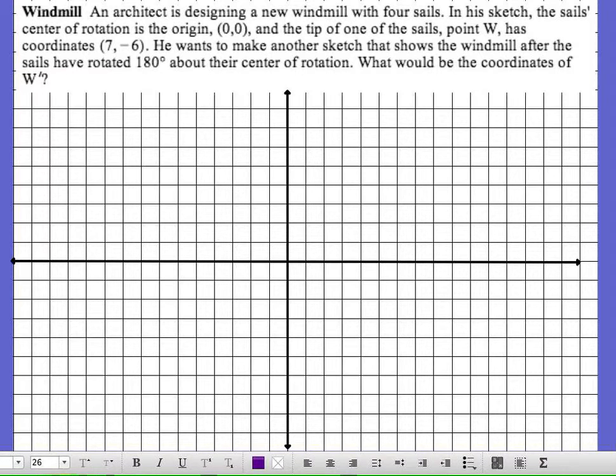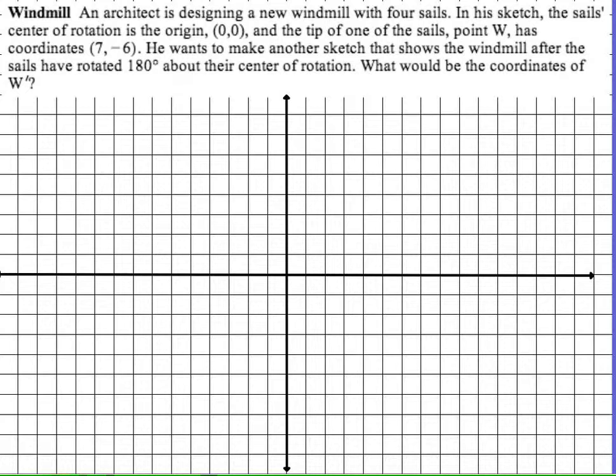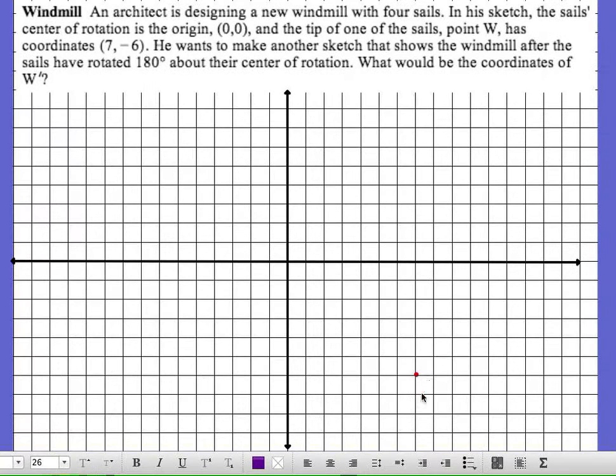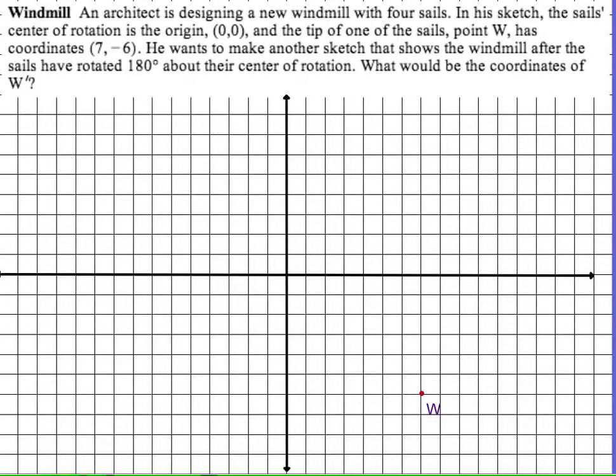Alright, let's first graph the original. The original was at 7, -6. So 1, 2, 3, 4, 5, 6, 7, and -6. 6 down. 1, 2, 3, 4, 5, 6. So this is our original point W. We want W prime, 180 degrees. That's the important part.